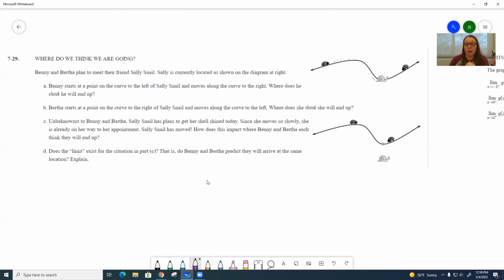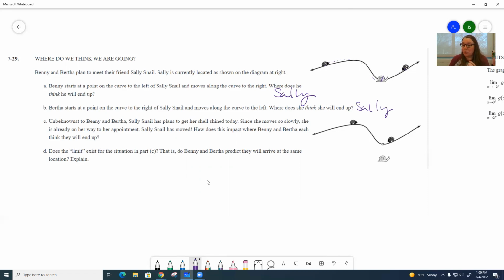Where does he think he's going to end up? Well, he's going to end up at the same location as Sally. All right, Bertha starts over here. She starts walking to the left, right? Where is she going to end up? She thinks she's going to end up at the same location as Sally. Unbeknownst to Benny and Bertha, Sally Snail has plans to get her shell shined today. Since she moves so slowly, she was actually already on her way to the appointment. She moved. How does this impact where Benny and Bertha each think they will end up?